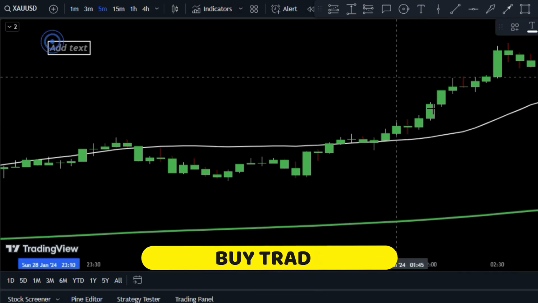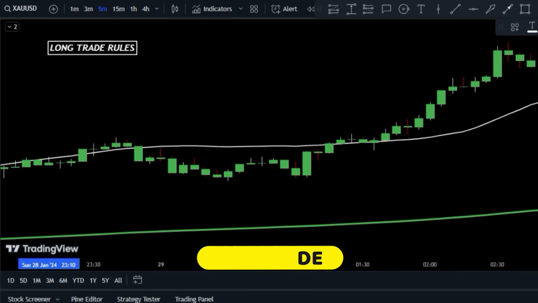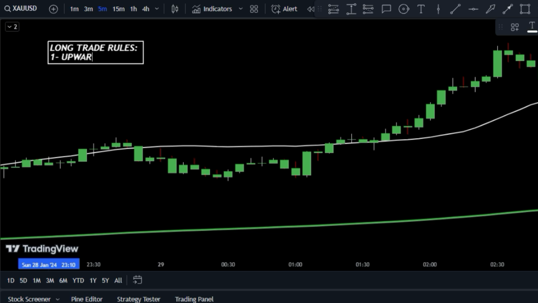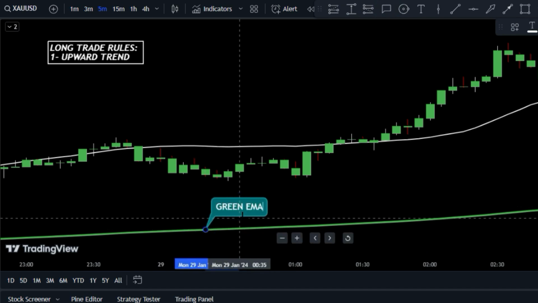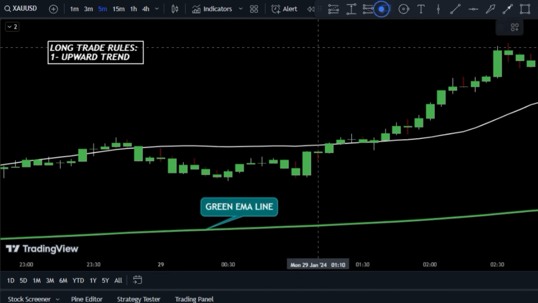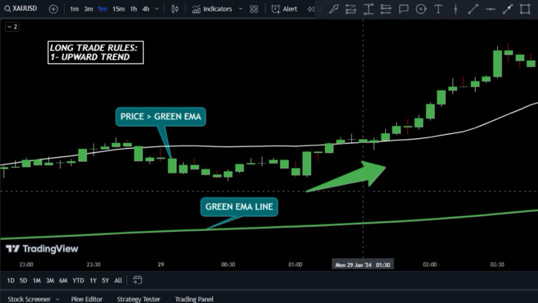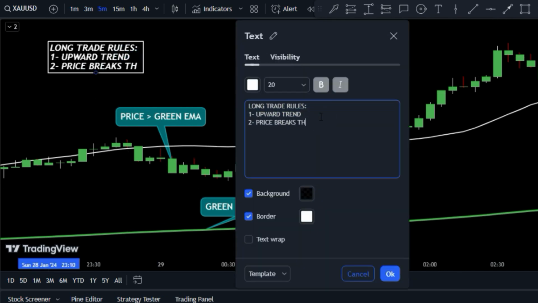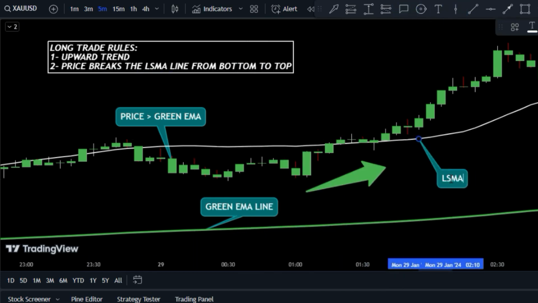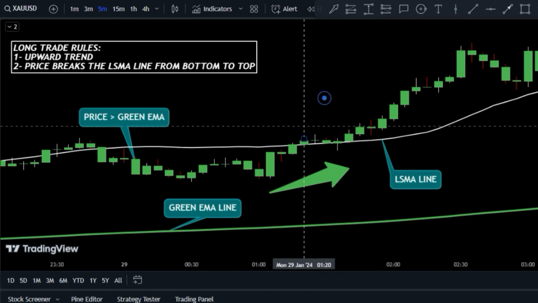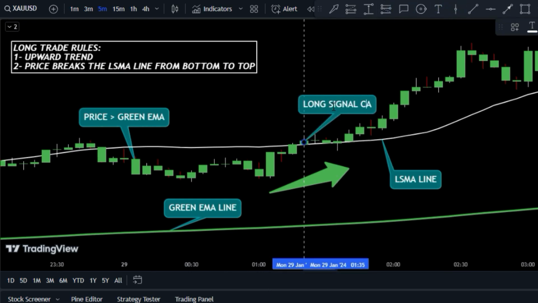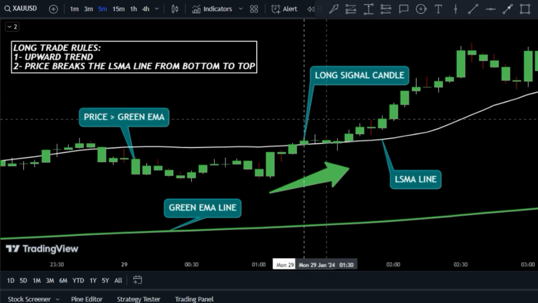And when you're eyeing a long trade, the first thing you want to see is an upward market trend. It's like the market laying out a green carpet for you, inviting you to step in. Then you're on the lookout for a green candle, making a bold move, breaking out above the LSMA line and closing above it. Once you've seen these two signals lining up, you're ready to make a move and enter a long trade.